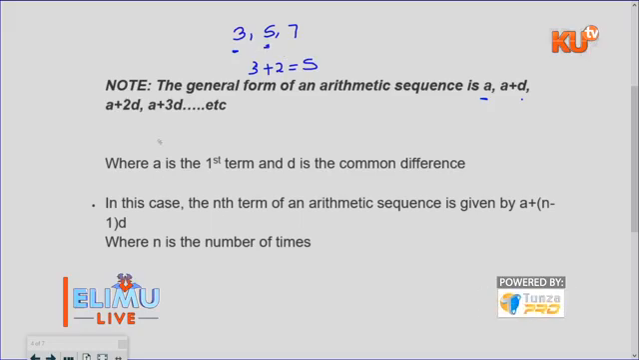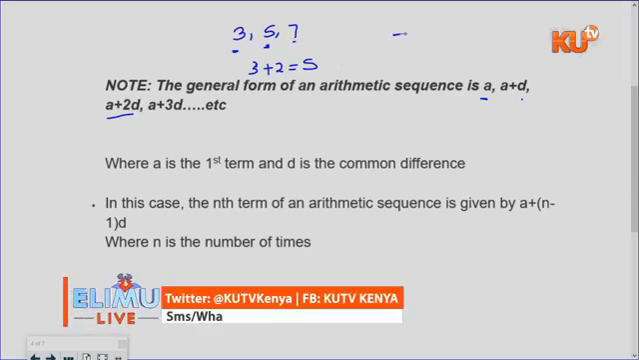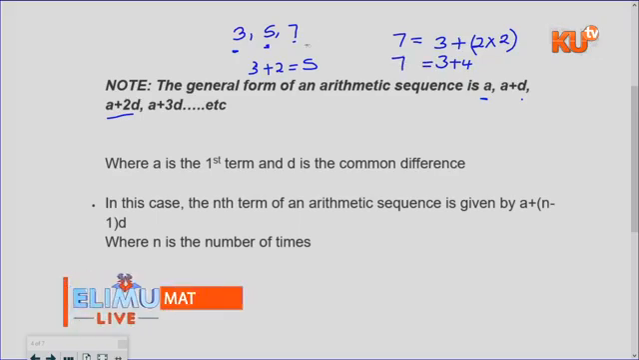In the third term, we'll have A plus 2D. So we'll say the third term, which is 7, should be equal to A, which is 3, plus twice the common difference. And what's the common difference? It's 2. And so you obtain 3 plus 4, and you'll find this is exactly 7. And that's why 7 is the third term. And the rule can still apply to as many terms as we want.